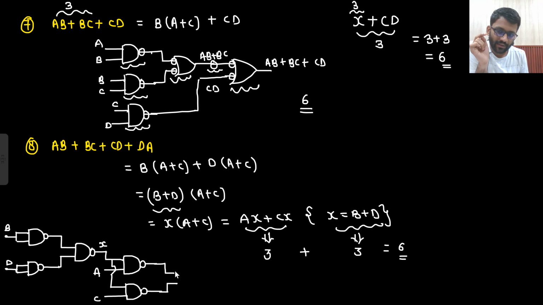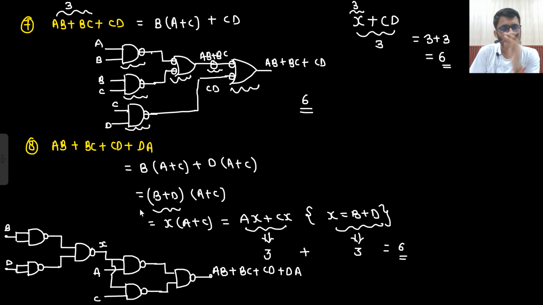Then you can simply use an OR gate, or if I use OR gate, then simply inverters I will have to add. So this will be my final answer. This answer would be AB plus BC plus CD plus DA. So that will be the design.